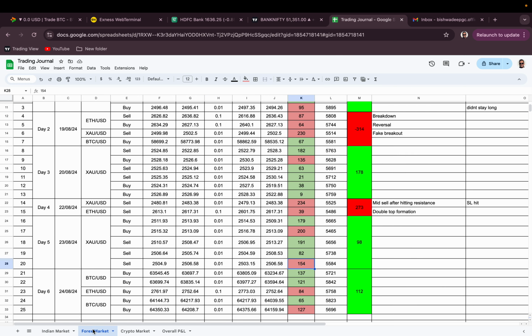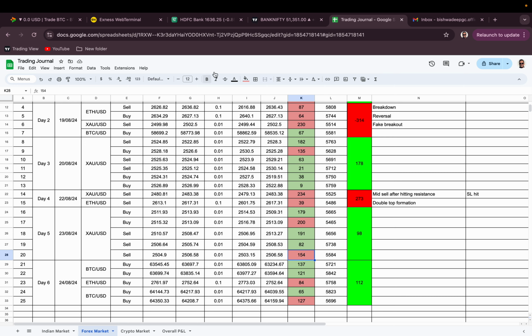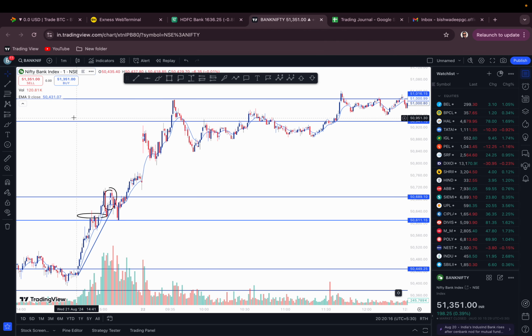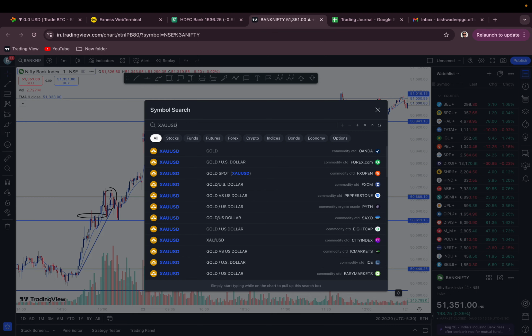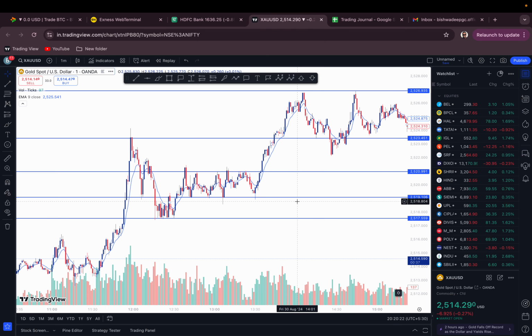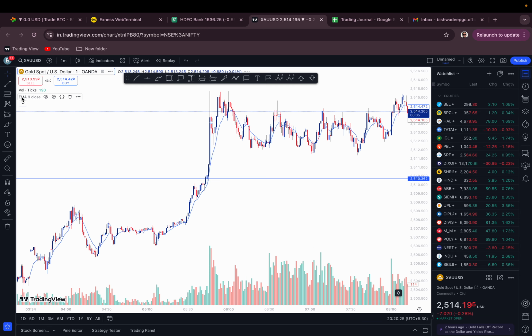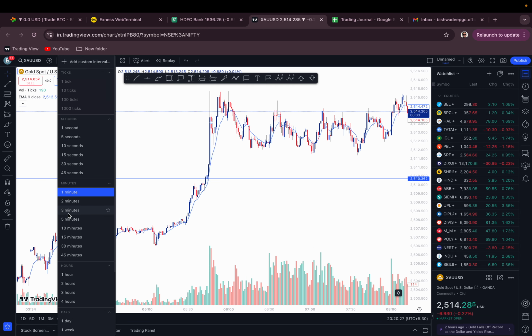Coming to the forex market, I took a trade on XAU and USD. Okay, let me change to the 5 minutes time frame.